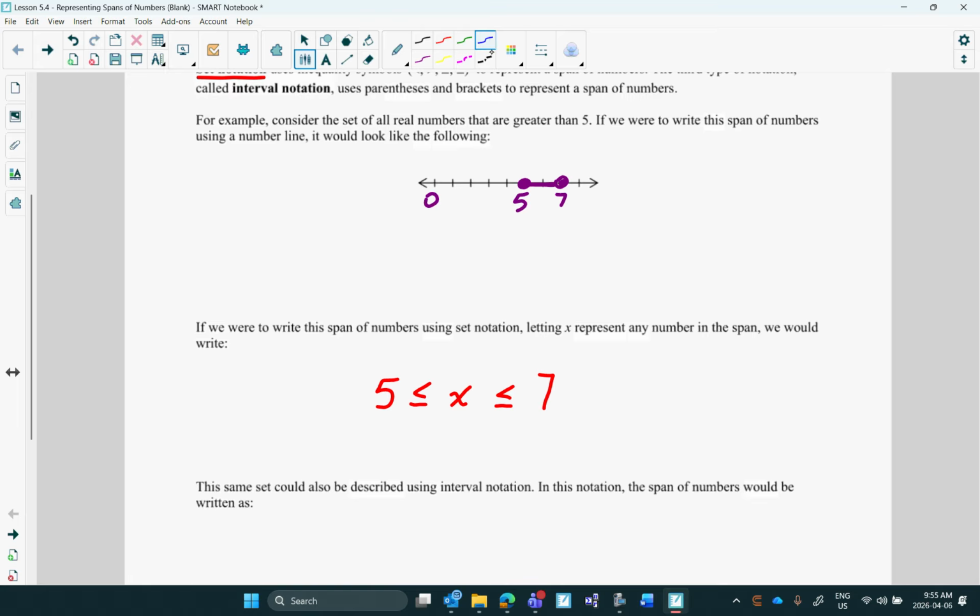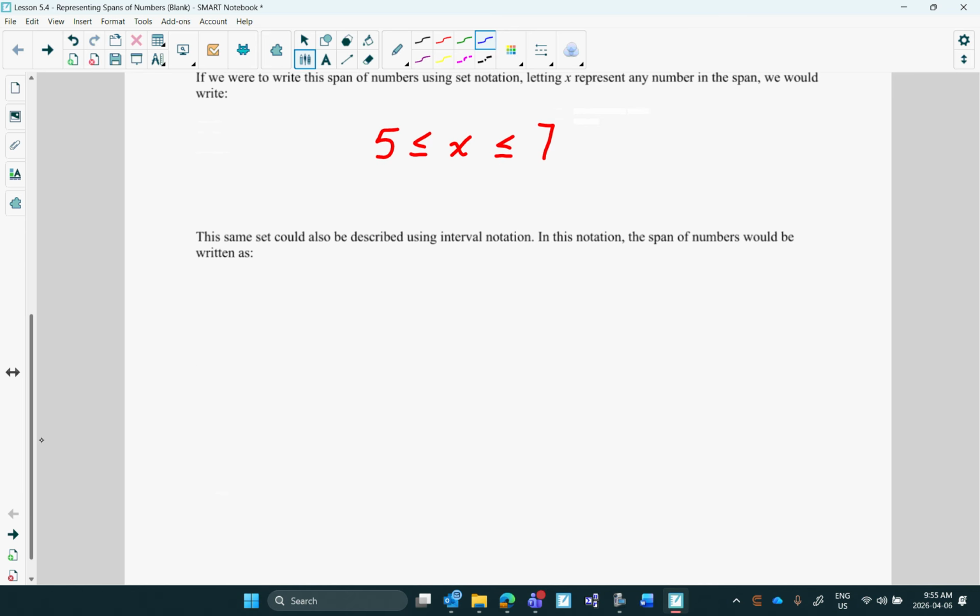This new one you haven't seen before. Interval notation. It's pretty straightforward. All you do is write it almost like a coordinate. The first number will be the lowest number in your span, which is 5. The last number, the right number, will be the highest number in your span, which is 7. We put a comma between them.